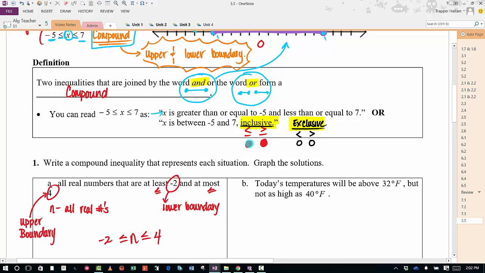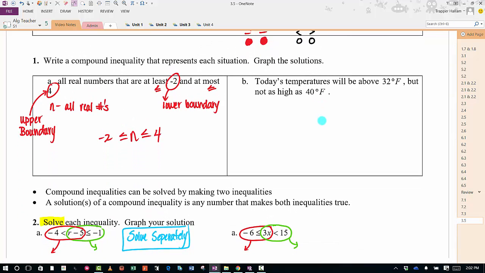And again, remember, included means darkened circles, excluded means open circles. All right, so now that we have that, let's practice writing some of these. So let's get down to this example B here. It's an actual example. Temperatures today will be above 32 degrees, but not as high as 40 degrees.